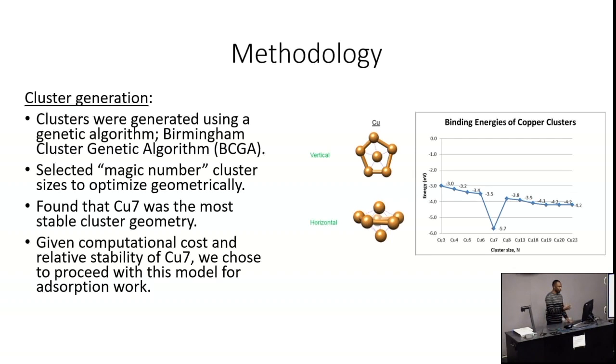I also could have chosen other copper sizes to study those type of systems, but the more atoms you add to a system, the more computationally expensive it becomes. We're running these calculations on supercomputers, and even these simple models take a couple of days just to generate results. So you're talking about orders of magnitude of time, the more atoms you introduce into a system. So not only because of its stability was copper 7 chosen, but also because of the size.